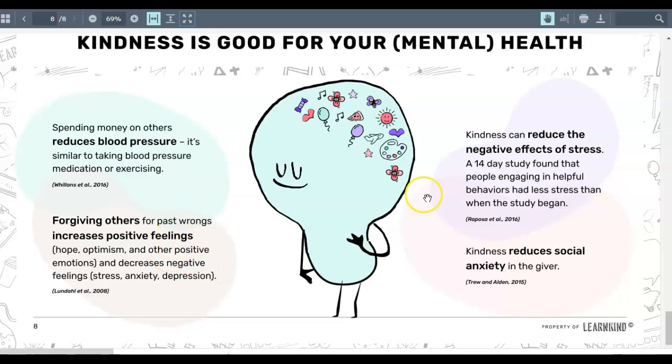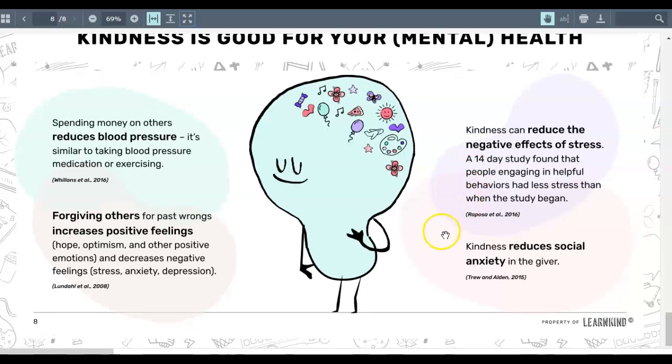Kindness can reduce the negative effects of stress. So a 14-day study found that people engaging in helpful behaviors felt less stressed at the end of the 14 days than they did when the study began. So spending time helping other people actually reduces your stress levels too. And kindness reduces social anxiety in the giver.